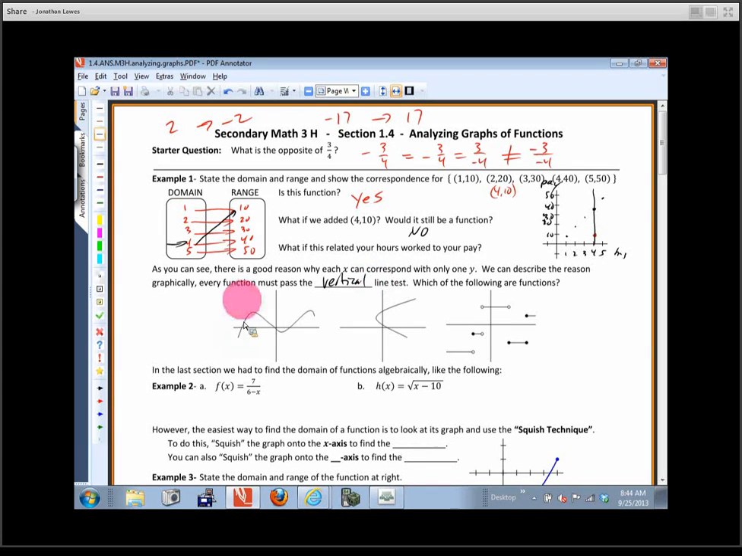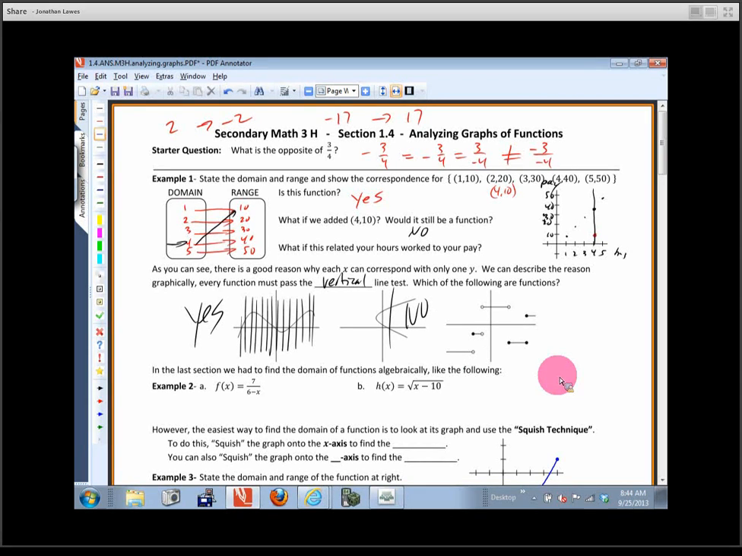Just draw a bunch of vertical lines. Would any vertical line only intersect it once? If it does, this is a big yes on this one. This is a big fat no. And what about this one right here? This is in pieces. This probably came from a piecewise function.